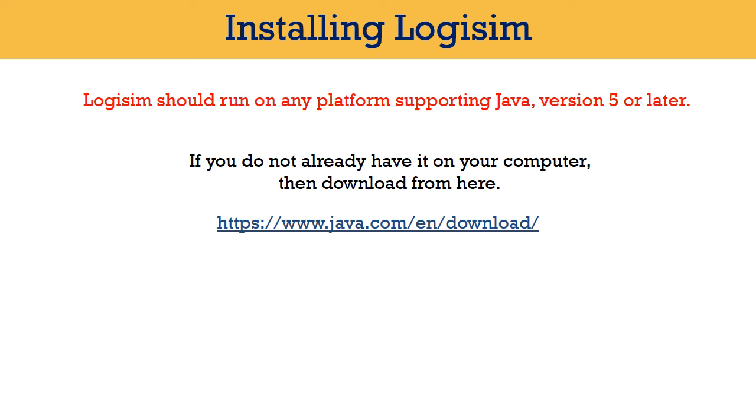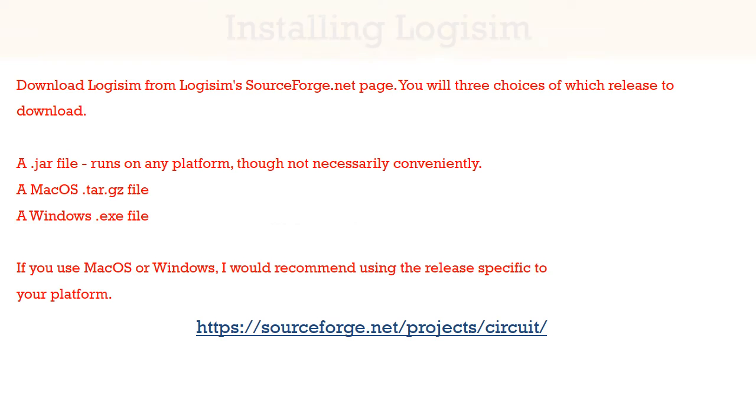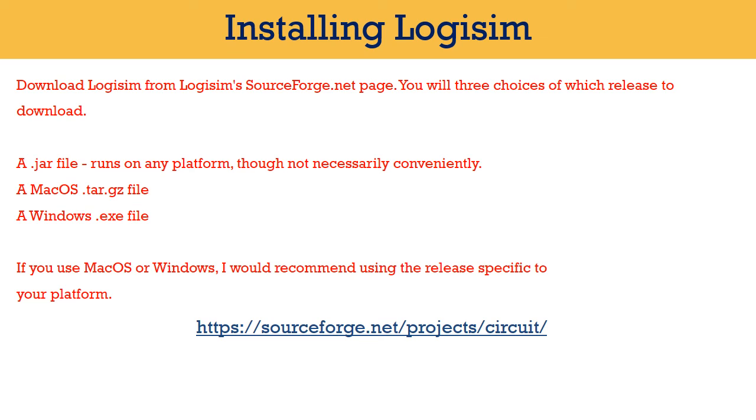Now let's know some basic information about installing Logisim. Logisim should run on any platform supporting Java version 5 or later. If you do not already have it on your computer, then download it from here. There is the link for downloading the version. Download Logisim from the Logisim SourceForge page. You will have a choice of which release to download. If you use Mac OS or Windows, I would recommend using the release specific to your platform.